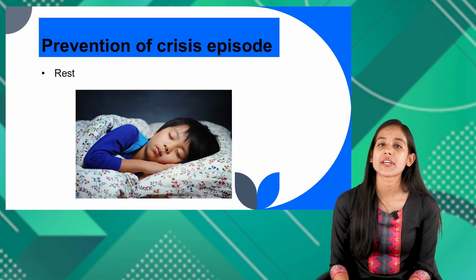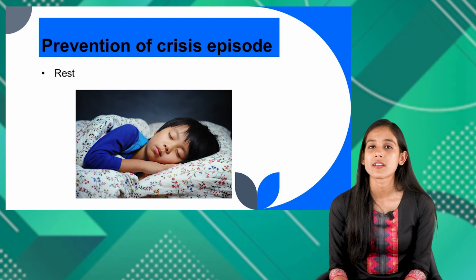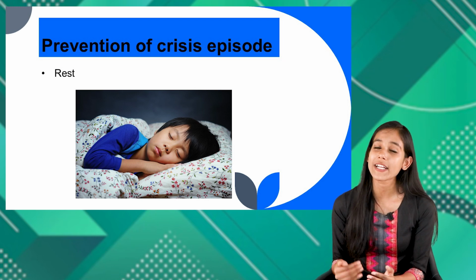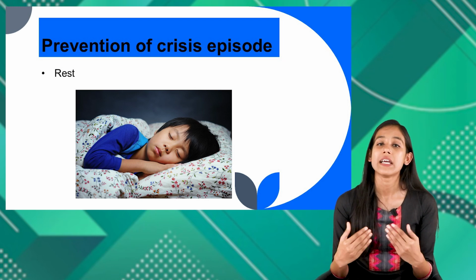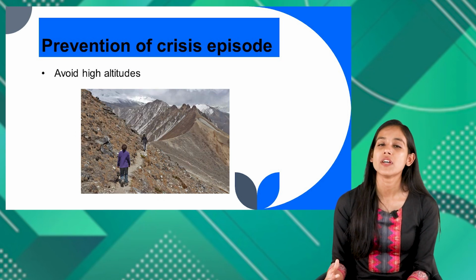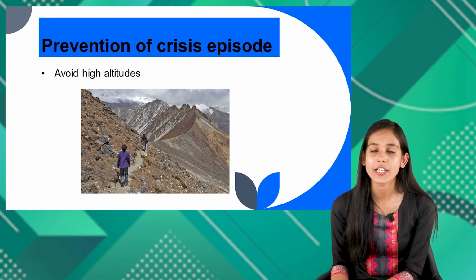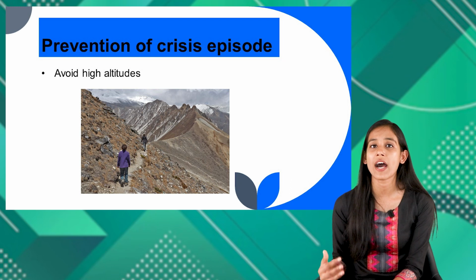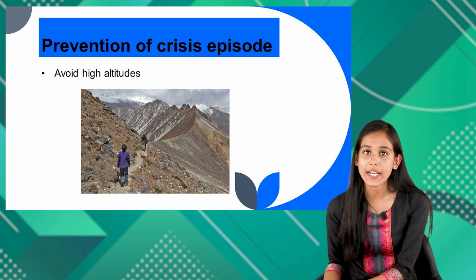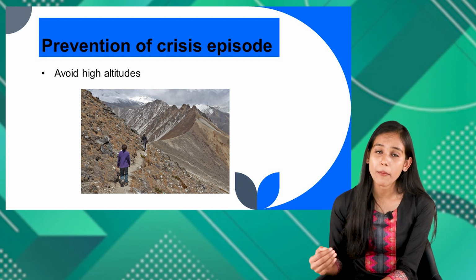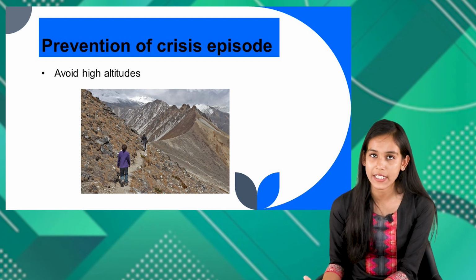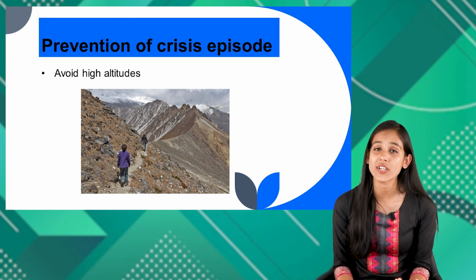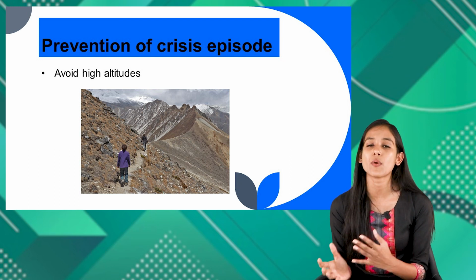Next would be rest, because again, if the child is stressed, in that case there would be higher demand for oxygen. So to avoid that increased demand for oxygen, we have to provide rest to the child. And we have to avoid high altitudes, right? So we have to educate the parents. We have to explain to them why higher altitude is not suitable for the child, and why it would cause problems, and how the child will be affected, right? So we have to explain about it to the parents, and also we have to instruct them to avoid taking the child to higher altitudes.